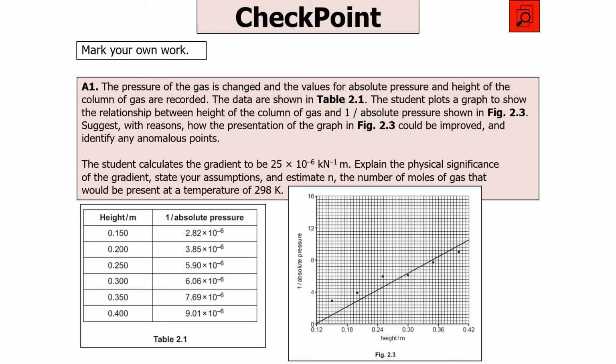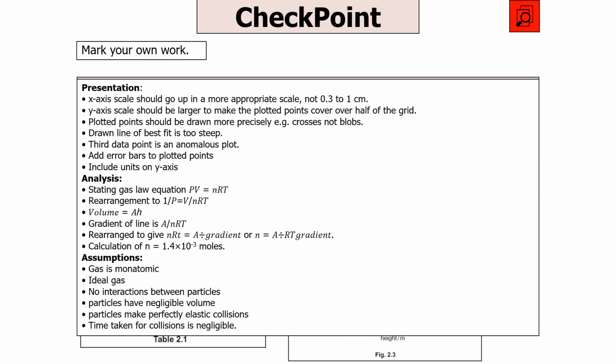Right, so firstly, how could you work this all through? So the presentation, looking at it, the x-axis could go with a more appropriate scale. The y-axis should be made larger so that the plotted points cover over half the grid. You should have the points plotted precisely with crosses. The line of best fit is probably too steep. The third data point is anomalous. You have to have error bars on the plots, and you should have units on your y-axis.